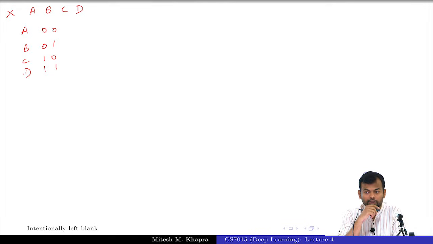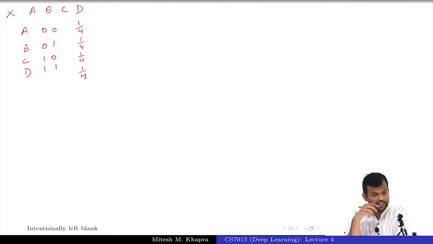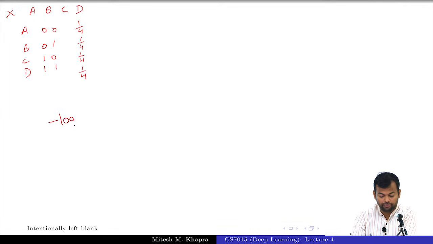Now let's see what you are actually assuming when you're doing this. You're assuming that all of these are equally likely. If all of these are equally likely, can you tell me the information content of any of them? It's going to be minus log of 1 by 4, and this is to the base 2.